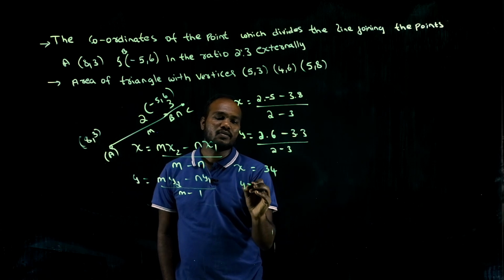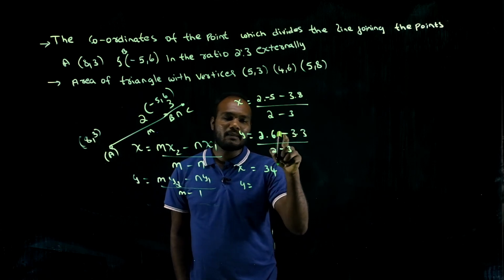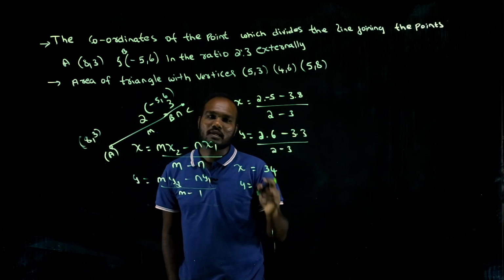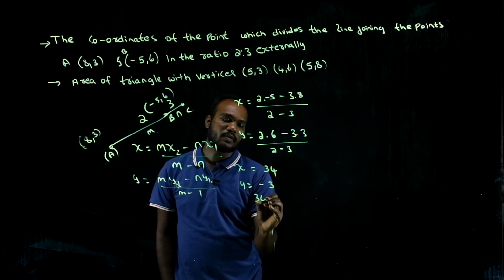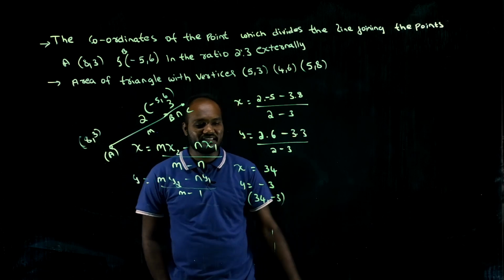And to find y value, what we have to do? 6 into 12, 12 minus 9. 12 minus 9 is how much? 12 minus 9 is 3. 3 by minus 1 is minus 3. The coordinates are 34 comma minus 3.